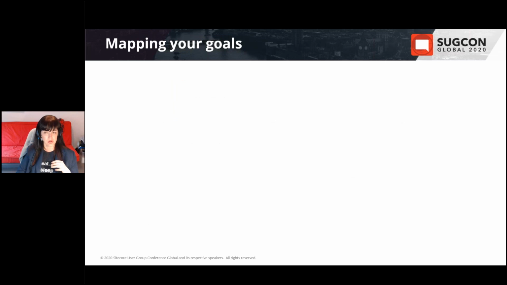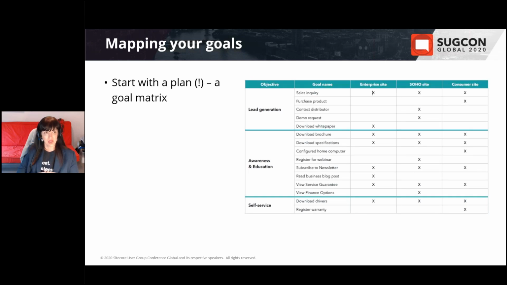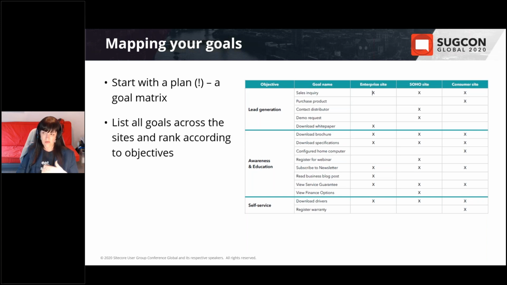I banged on about multiple engagement value scales. What does that look like? Well, for starters, I'm not going to shock anybody by saying start with a plan. You need a goal matrix here. We've got one in the white paper, which you can download. Have a look at that and think about how you would use it. You use this matrix to list all the goals for the site and then rank them according to the objectives and which sites they're going to turn up on. Don't worry if you don't have all of them, you can add more goals later, but at least some mapping here will tell you if you need one engagement value scale or more than one.